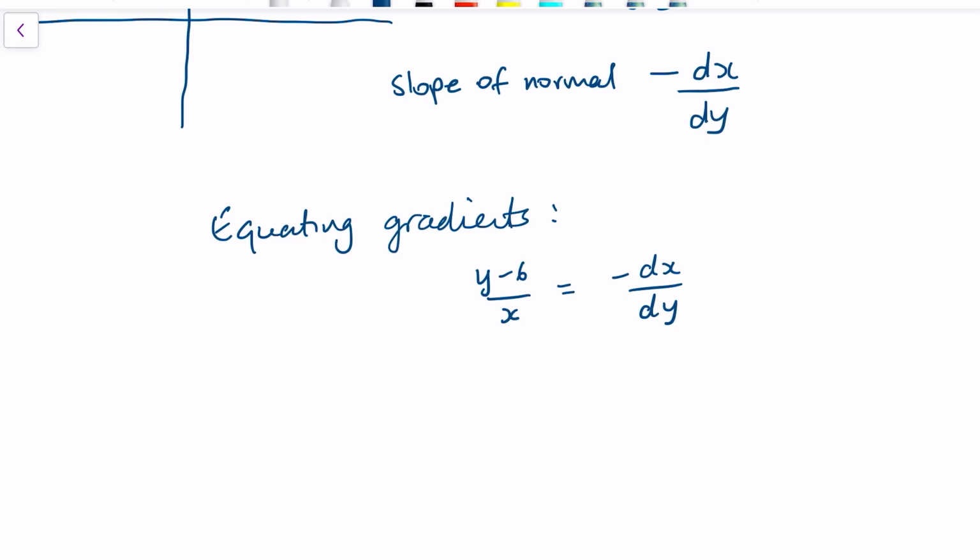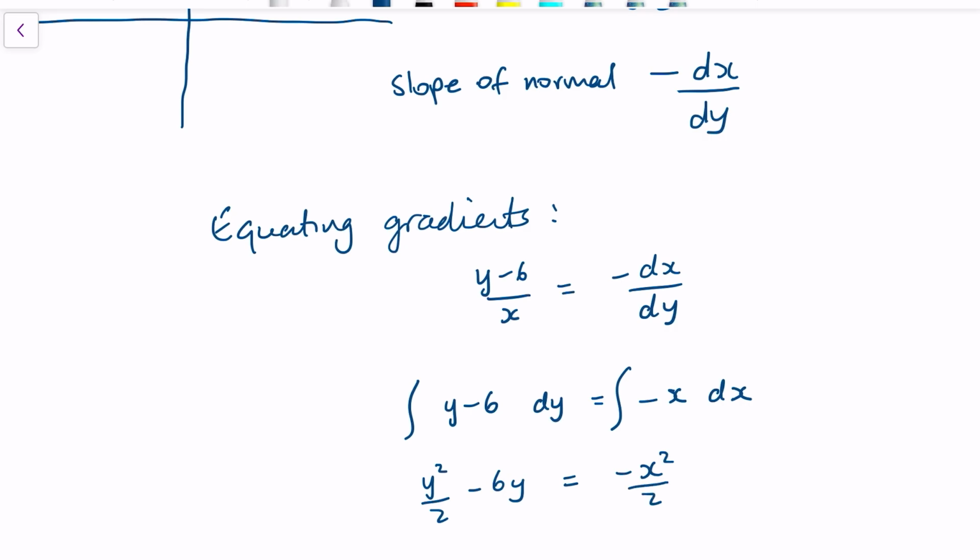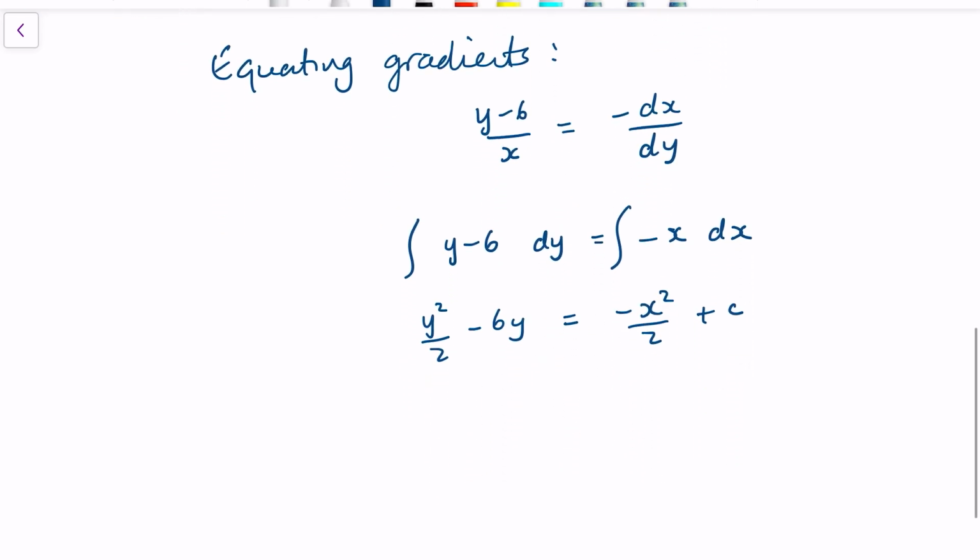So if we do that, we've got y minus 6 dy equals negative x dx. Put some integral symbols on it. y squared over 2 minus 6y equals negative x squared over 2 plus c. Looks like a circle equation appearing. Multiply the whole thing through by 2 just to tidy it up. Let's just use a different integration constant: 2c can be equal to k.